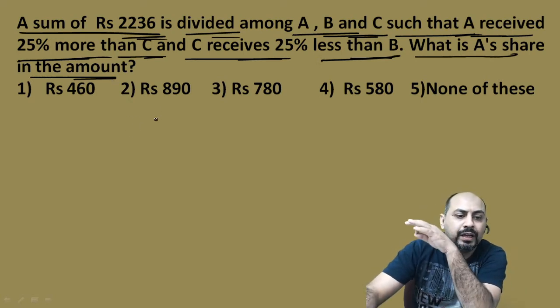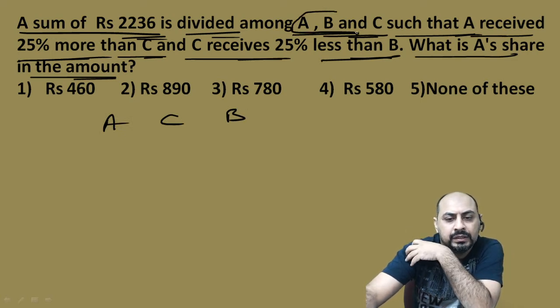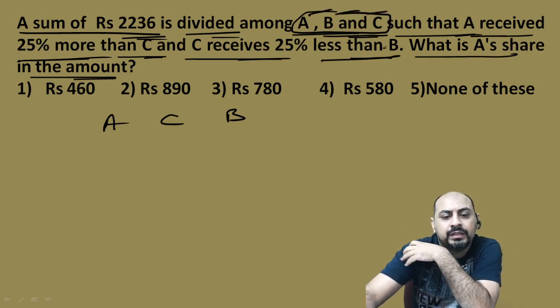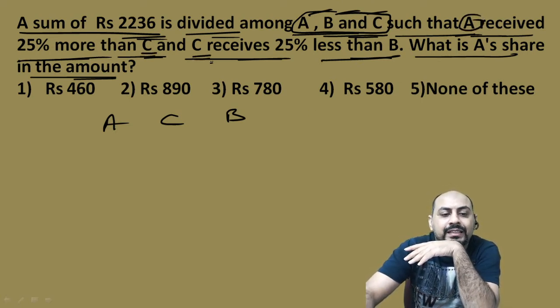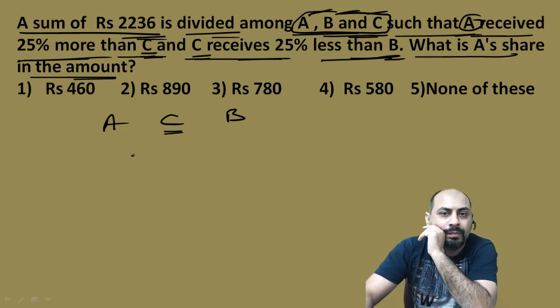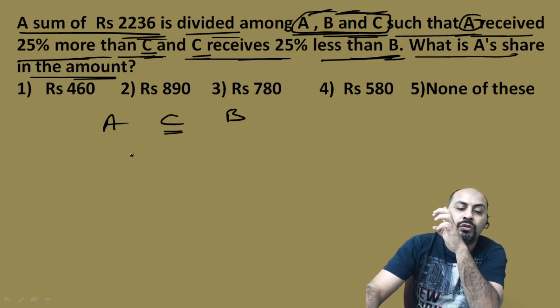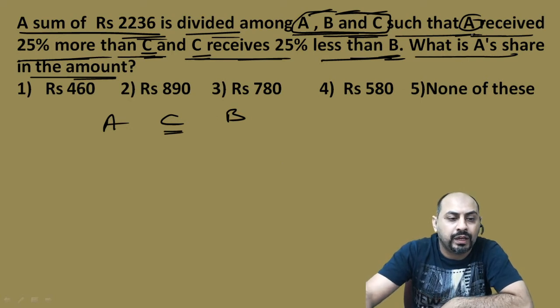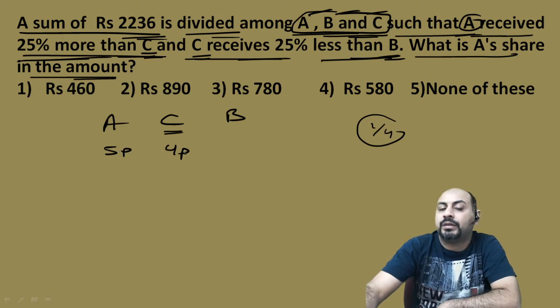Now I'm going to explain to you an important concept. Whenever such a comparison is happening, don't write A, B, C like this. Now A is compared to whom? C. And C is compared to whom? B. So what you can do is keep C in the middle. That makes it easier for you to comprehend, and easier to complete the process. So A receives 25% more than C. So 25% is what? 1/4 more than C. So if C gets 4 parts, A would be getting 5 parts. As simple as that, right?